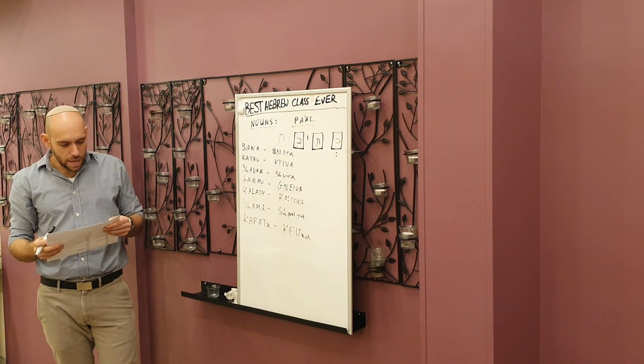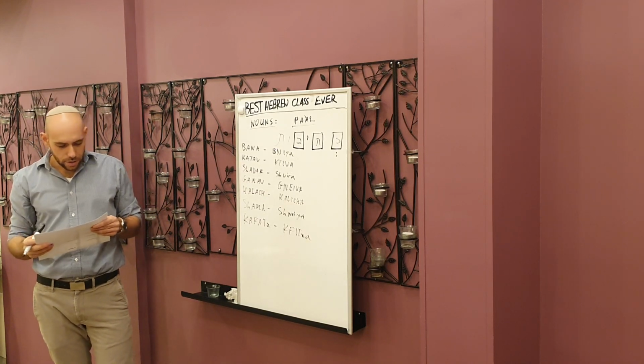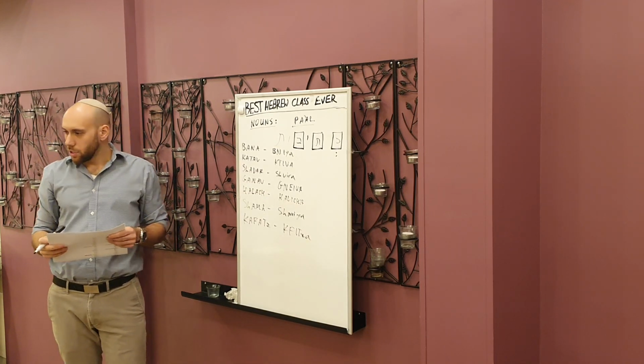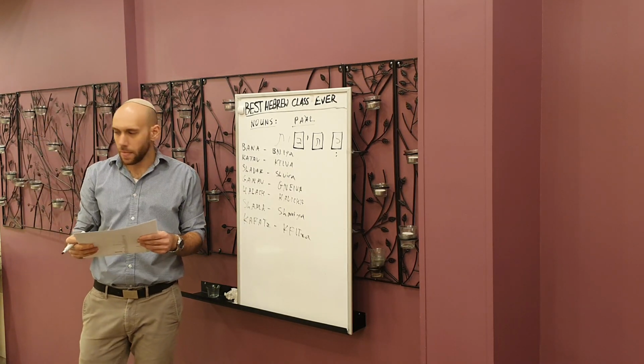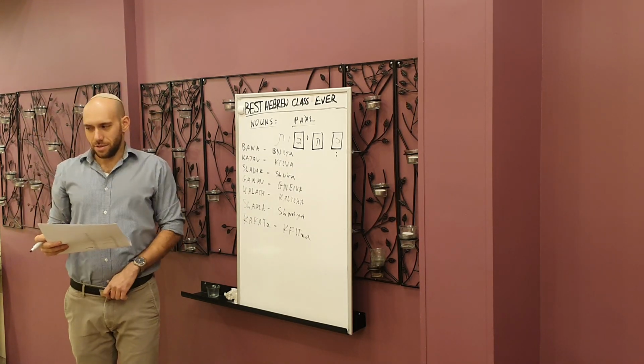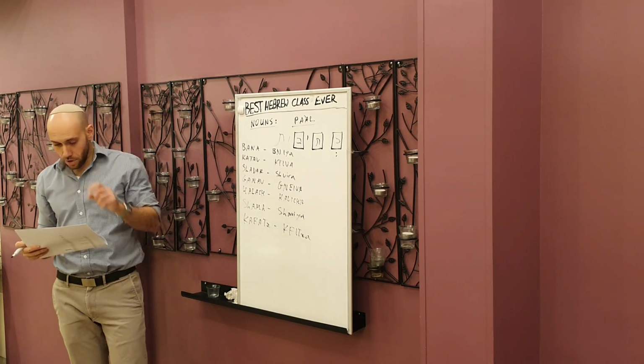Yeah, bana, to build. He built. Katav, he wrote. So these are verbs, right? So this is the left column, the third person past tense, which is always the most basic form of each verb.